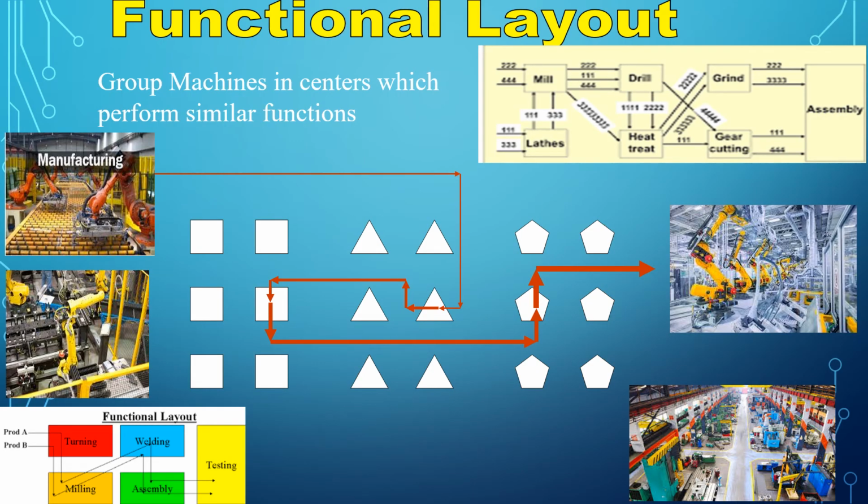The last one is the functional layout. It is also called process layout. Here again, similar function machines are grouped according to their functions like turning, welding, milling, assembly and testing. All these machines have been grouped according to their function, not according to their operation.